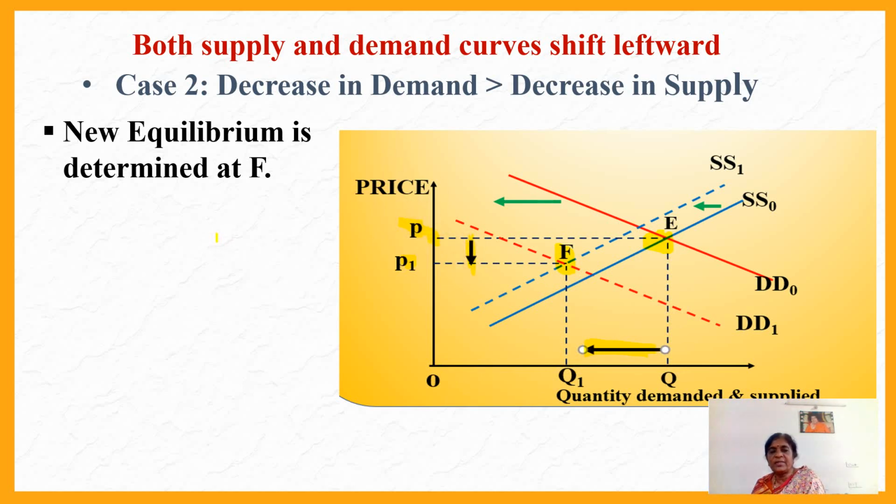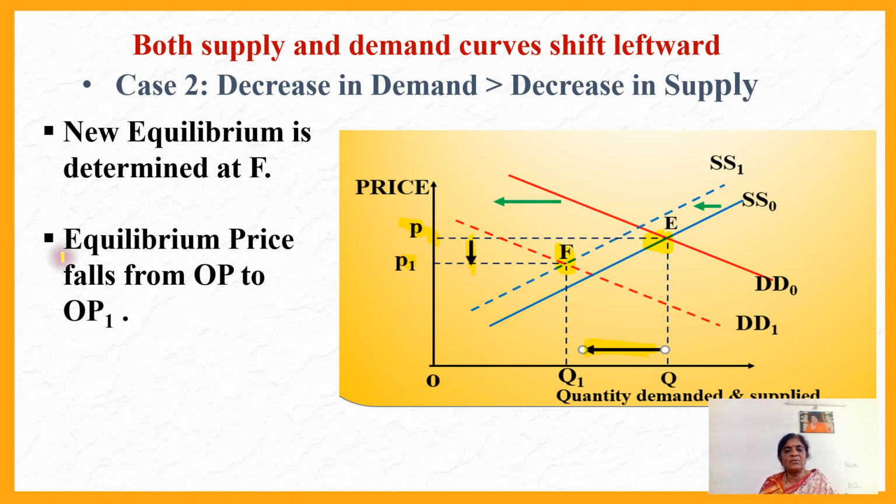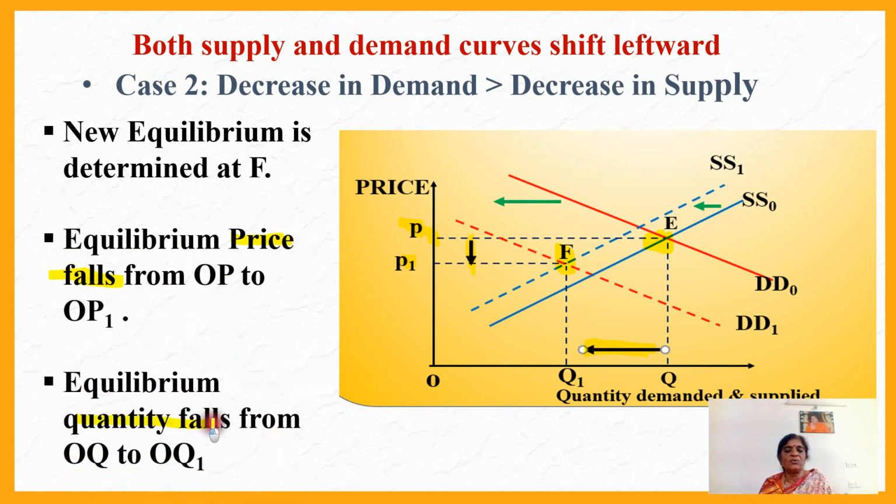This is the conclusion we can make. As far as price is concerned, price falls from OP to OP1. As far as quantity is concerned, quantity also falls from OQ to OQ1. This is the conclusion you can make when the decrease in demand is greater than the decrease in supply. We all know the decrease in demand is very great. I mean, there is not much demand, therefore, when there is little demand, price decreases.